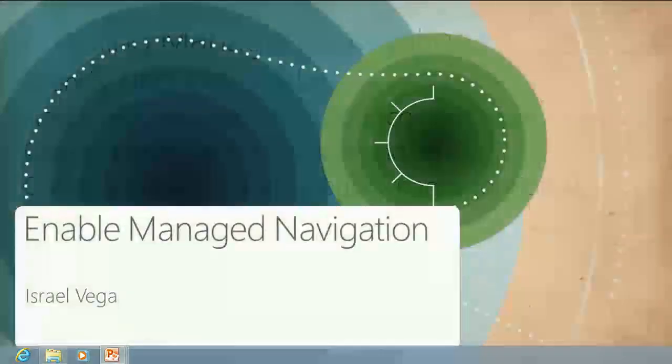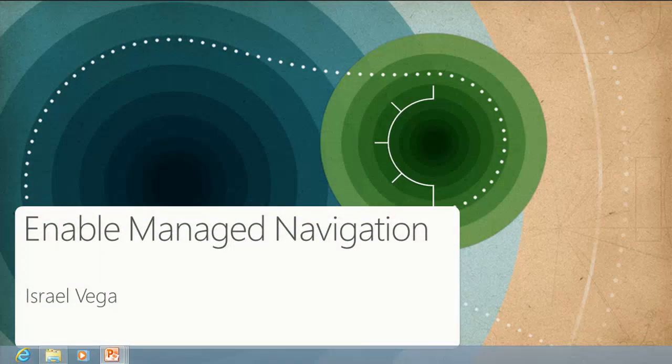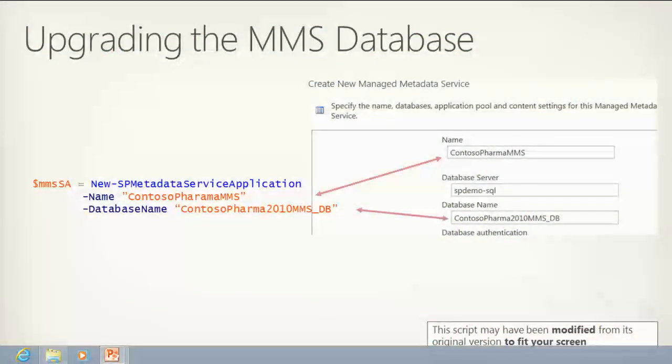All right, so let's try this here. Let me go through a few steps and I'll come back. In order to upgrade your MMS database: I've got a SharePoint 2010 site, and that SharePoint 2010 site had an MMS. In order to upgrade it, it's fairly simple. When I create my new managed metadata service, I point it to my old database, and it goes ahead and upgrades that. There's the PowerShell equivalent. I just point it to my database name.